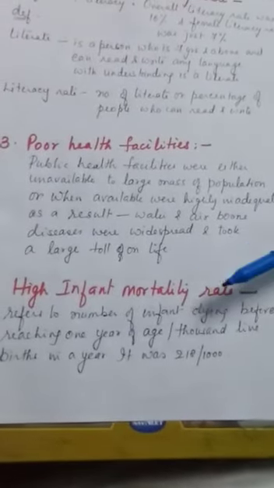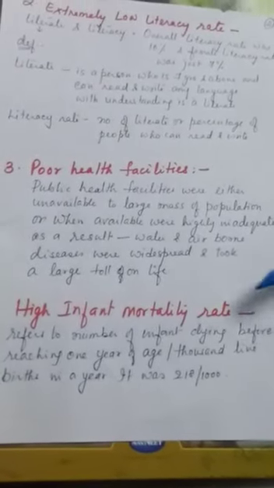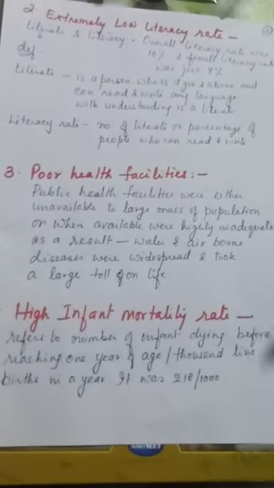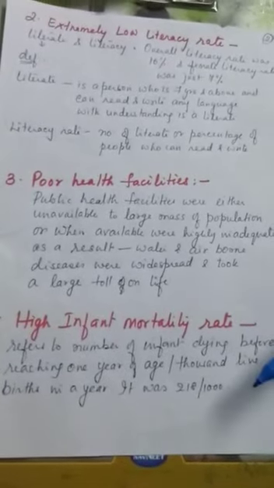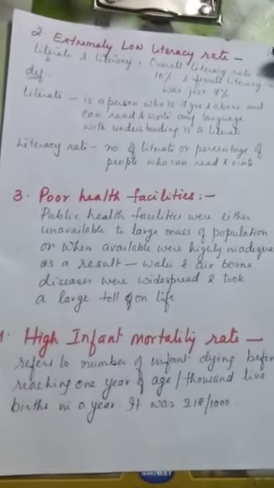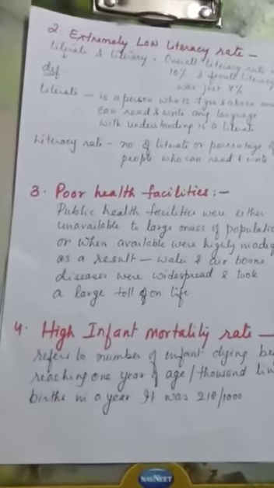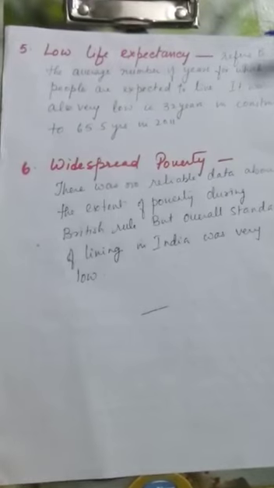Next, the fourth feature is high infant mortality rate. It refers to the number of infants dying before reaching 1 year of age per 1,000 live births in a year, and it was 218 per 1,000. It was very, very high. So this also indicates that the demographic conditions of the country were very poor.